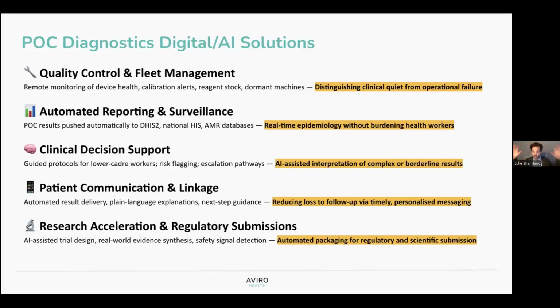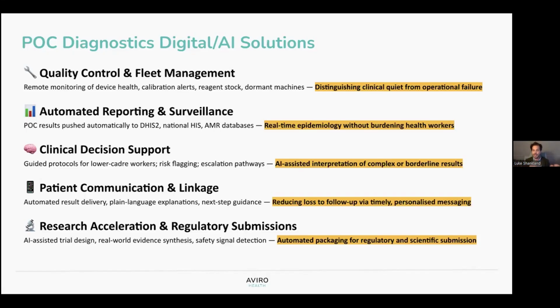So again, just to put it in big buckets, because that's the way I tend to think, what are we trying to achieve and solve when we talk about digital and AI solutions for the point of care and point of care diagnostics? First, fleet management and quality control: how do we make sure the machines are working, that they're calibrated, that we know they're being used properly, all those sorts of issues. Then there's the actual reporting and data things.